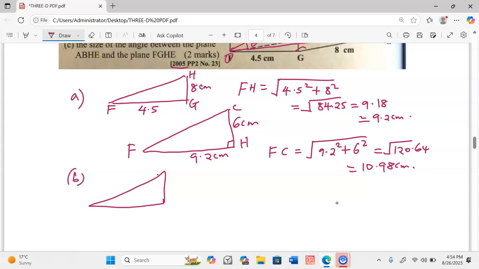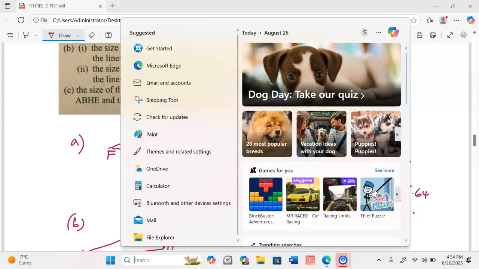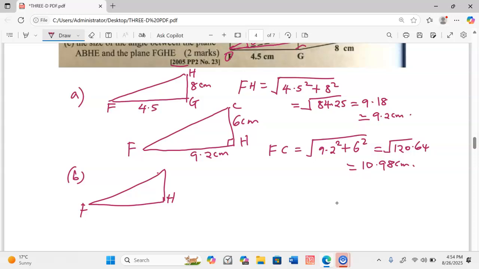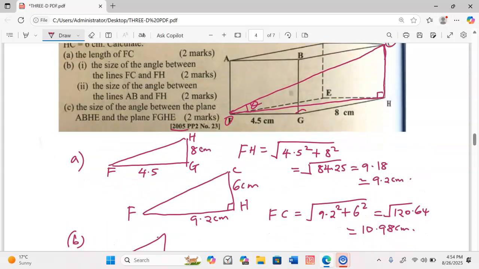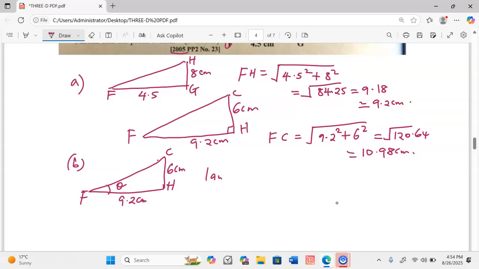Remember, this is our F here. Then we have H at this point, and also C on the upper part. We have 9.2 as FH here, centimeters. We also have CH as 6 centimeters. So the angle theta is going to be found using the tangent, where tan theta is opposite, which is 6, divided by 9.2.